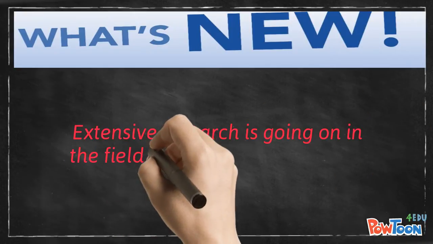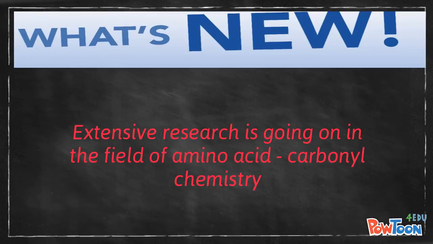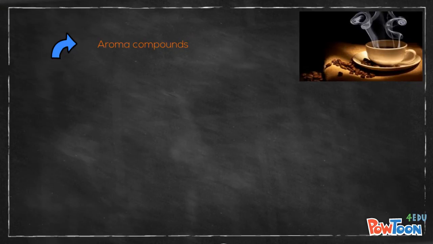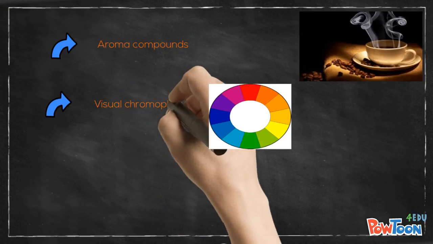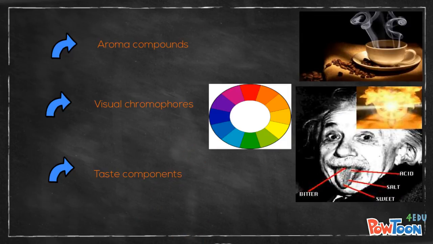Extensive research and exploration is going on in the field of amino acid carbonyl chemistry, especially with the development of advanced technologies for research. And more often, the Strecker-like reactions are being considered not only as a source of aroma compounds, but also as contributors of visual chromophores and as trace components, as we have seen before.